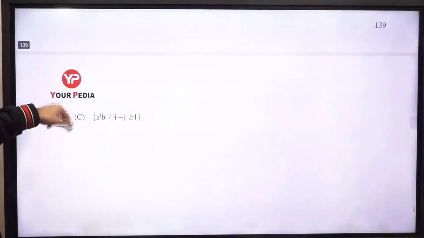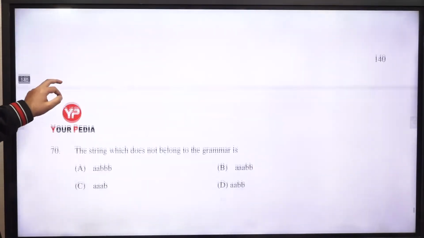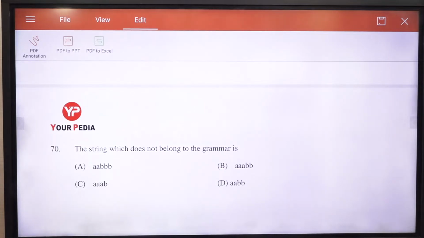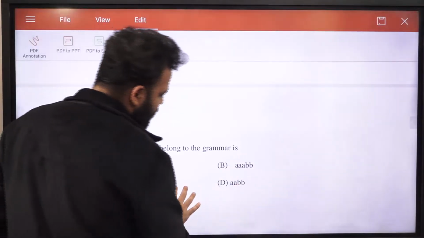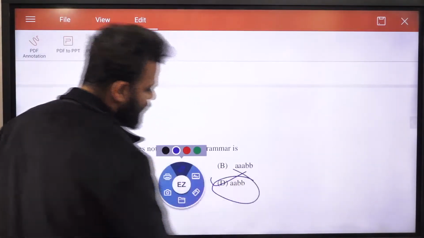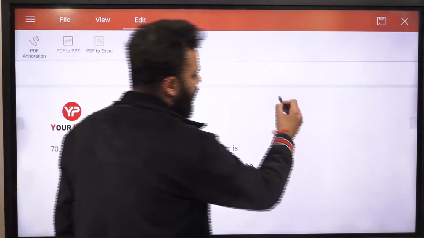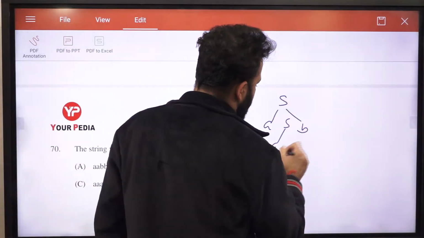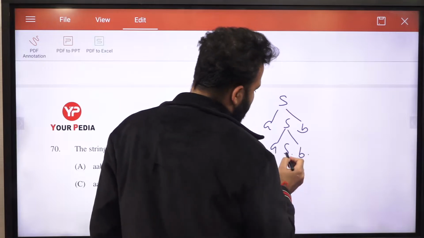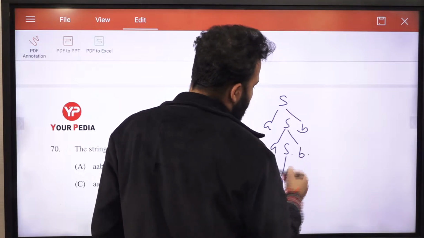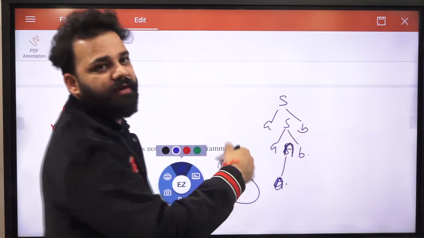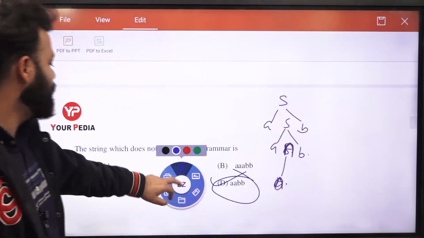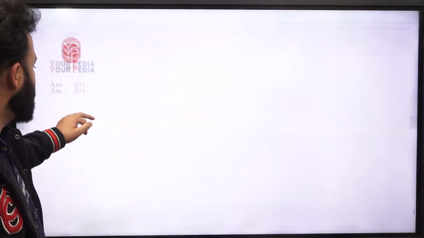Next is the string which does not belong to the grammar. So in this, B's are greater, in this A's are greater, in this A's are greater. So D will be our correct option because in D, number of A's will be equal to number of B's. From S, you will make ABS. From S, you will make AB. And then after this, even if you make A here, it will again have more A's. If you have B, then it will have more B's. So the correct option will be option D.